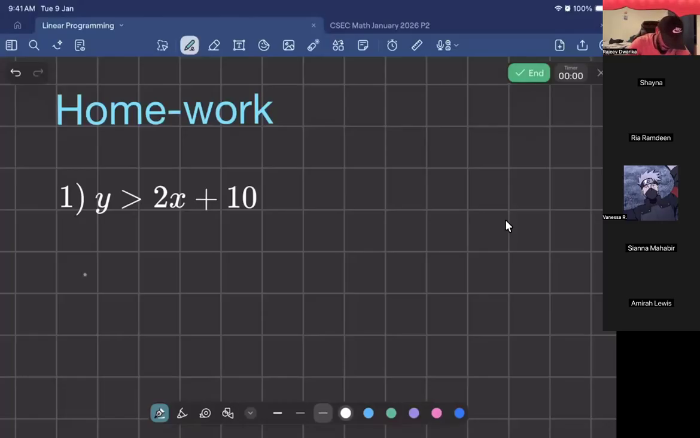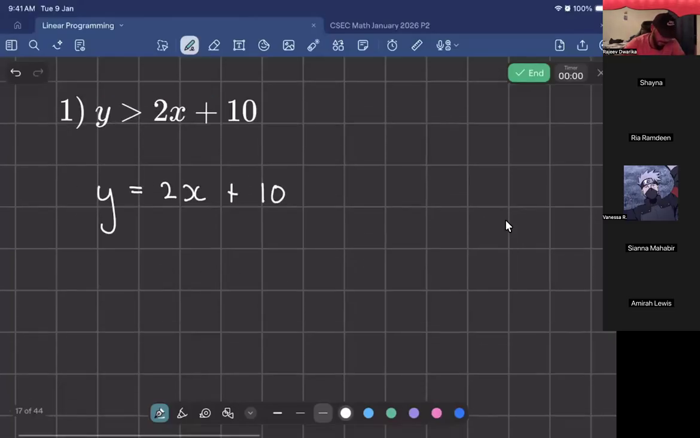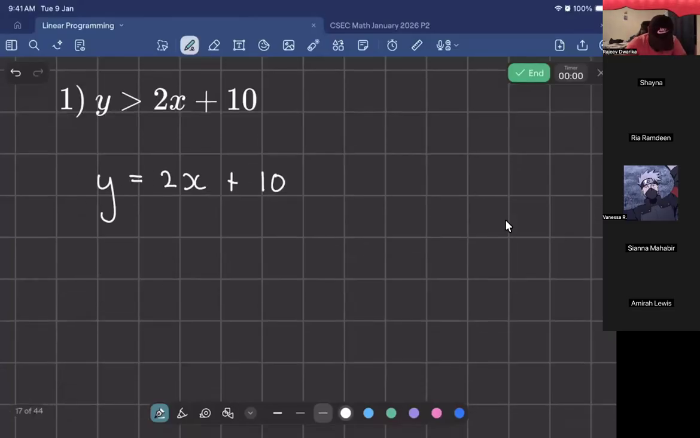We look at the equation for the inequality. So what would this equation look like? We have y is more than 2x plus 10. All we're doing is replacing that inequality sign with an equal sign. Okay, y equals 2x plus 10. That's the first step done. What's the next step? Find the x and y-intercept.